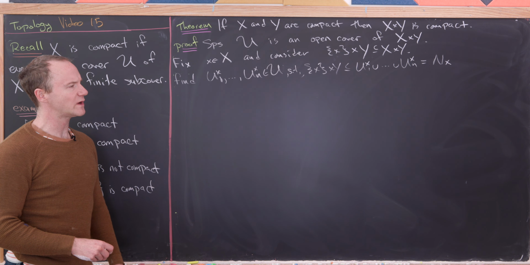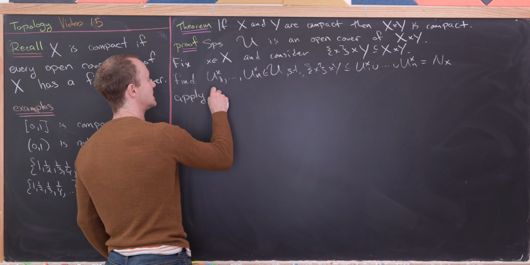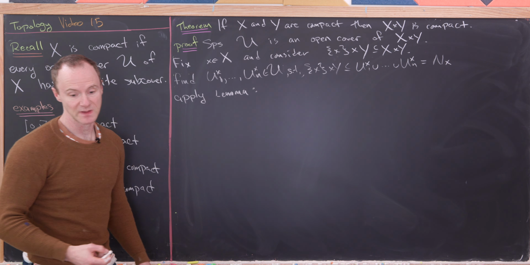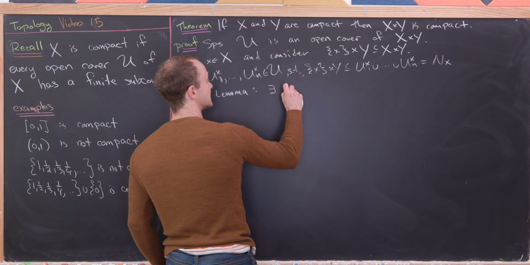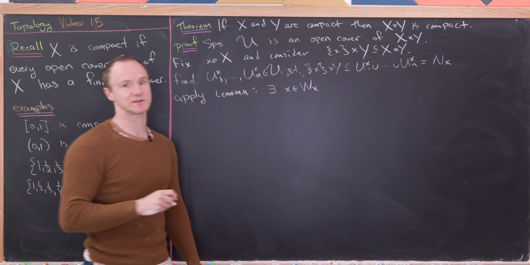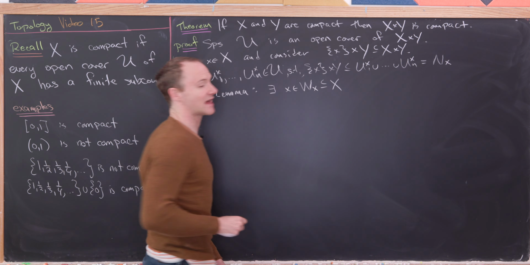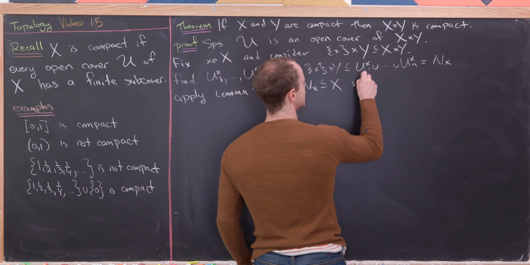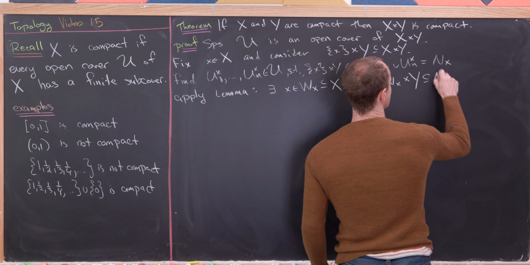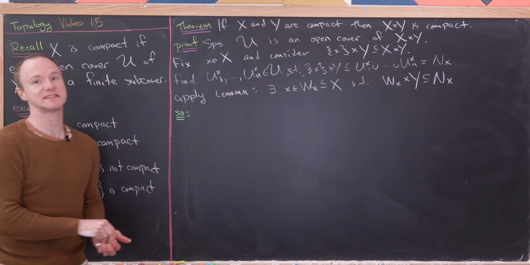Notice that we can apply our previous lemma to this setup, because this is exactly the setup of our previous lemma, the tube lemma. And so that means there exists an open set W of X that contains x. That was important, that this open set contained x. Again, it was an open set of X such that W sub x cross Y is contained inside of N sub x. So let's take a breath and see what we've done.